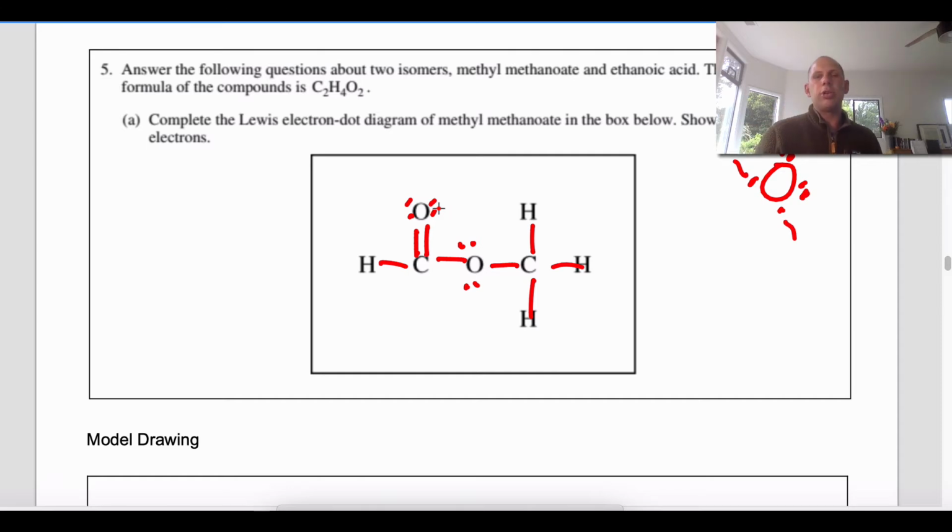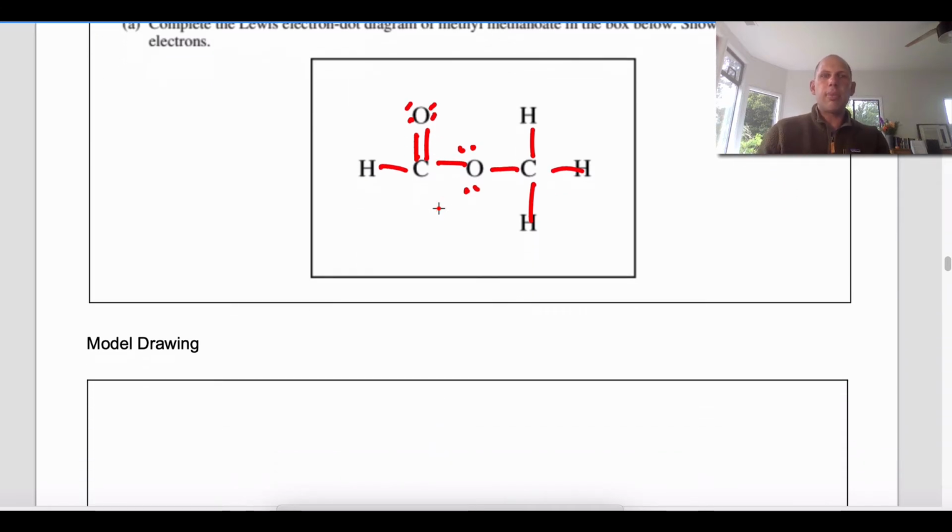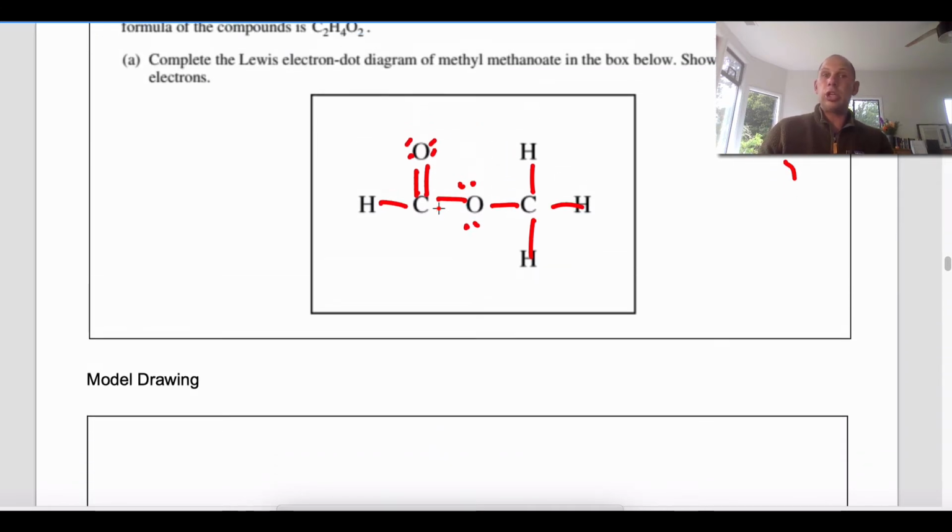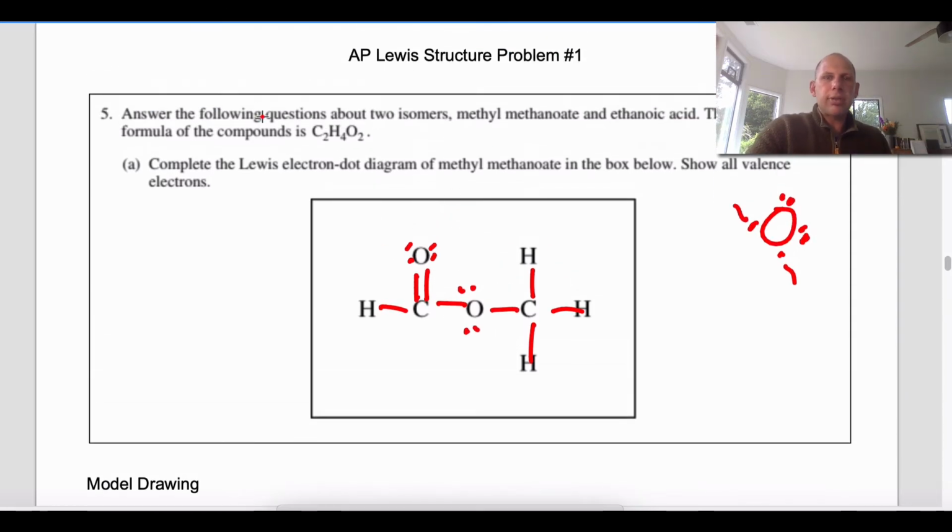That's the first thing you're going to do, but it's not the correct shape at all. So that's what you're going to do here for model drawing. And here's how you're going to do it, and listen really closely to this. You're going to inspect this problem, and you're going to look first to see if they gave you the name of the molecule. In this case, they gave you the name, methyl methanoate.